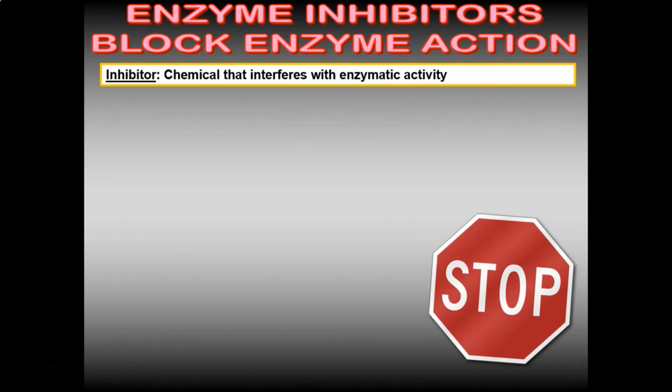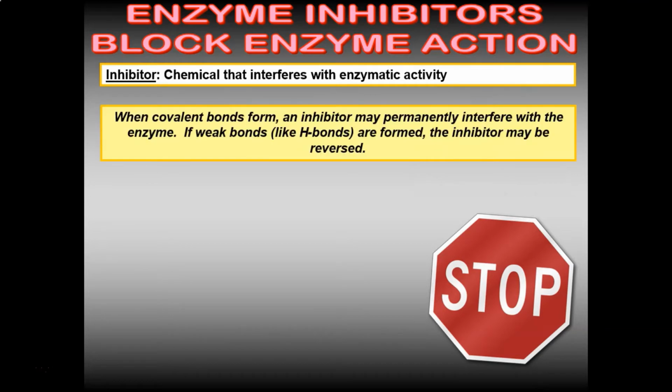Enzyme inhibitors. So whenever I hear the word inhibition, I think stop, right? An inhibitor is a chemical that interferes with enzymatic activity, and it stops the enzyme from working. So when covalent bonds form, an inhibitor may be permanently in there, in the active site or at a different spot, and you might ruin that enzyme forever, okay? But sometimes inhibitors might just weakly bond to it with little H bonds and intermolecular forces, van der Waals and things like that, and they'll fall back out. So that's kind of like the enzyme can oscillate on and off in a way.